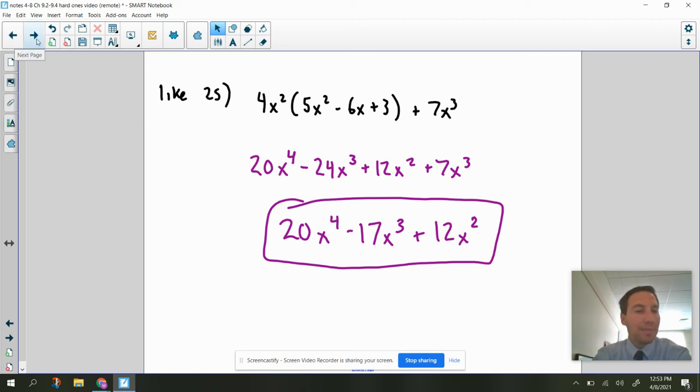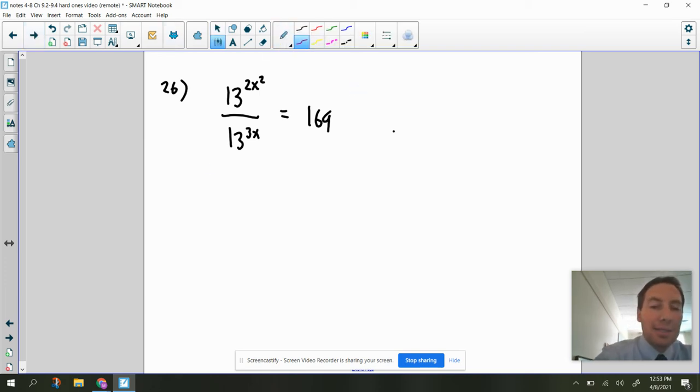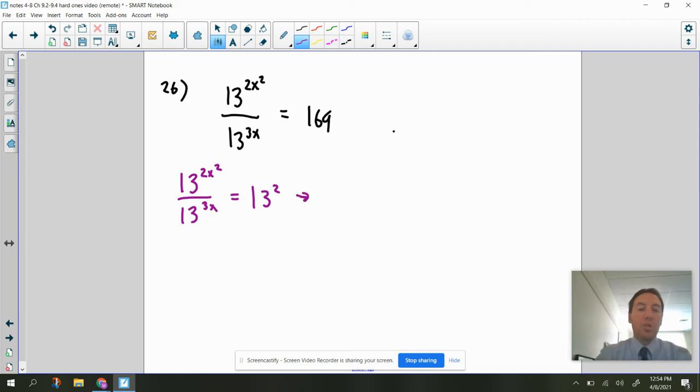All right, last one. Let's do that toughie. We did this before, but we'll do it again. I need everything to be the same base. So first, we don't need to touch the left side just yet because both of them have a base of 13. But I'm going to rewrite 169 as 13 squared. And now it's time to apply those exponent rules. I'm going to divide, same base, so we keep our base the same and we subtract. So 2x squared minus 3x. They're not like terms, so I can't do anything else.